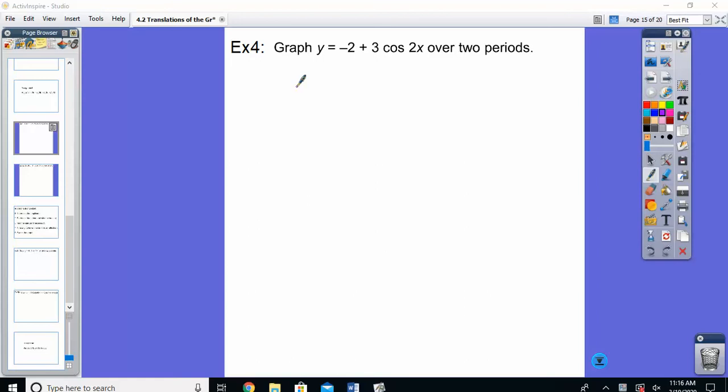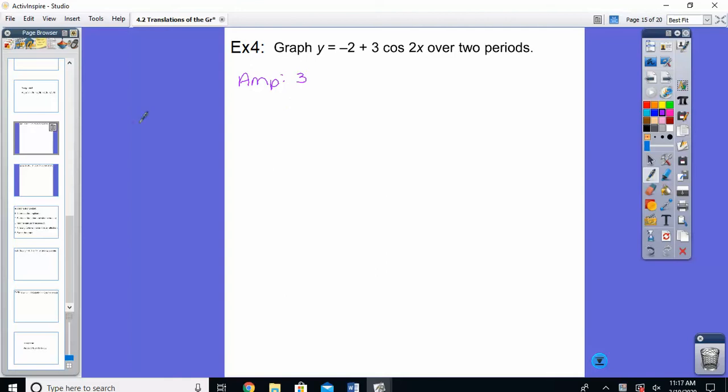So let's go through the list of information like we have it. Amplitude. Amplitude is our coefficient of the trig function, so the number multiplied with the trig function. So that would be 3. Remember, amplitude is always positive. If there were a negative in front of it, what would it do? Flips the graph.